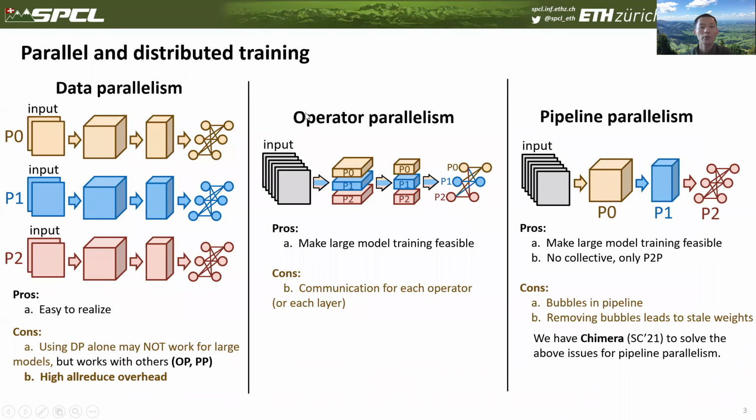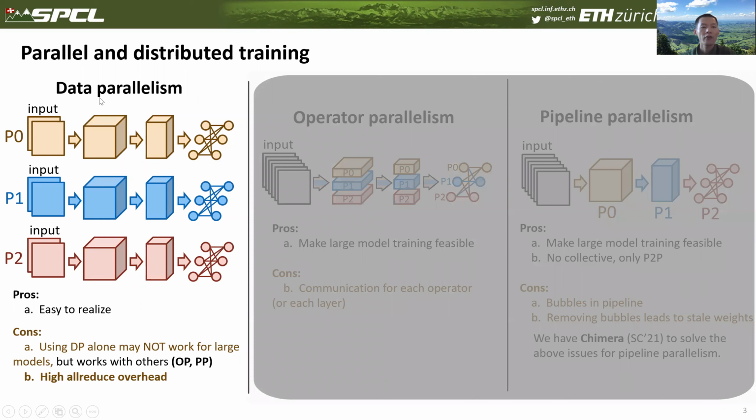Now let's look at how to speed up the training process on parallel machines. Here we have three major approaches: data parallelism, operator parallelism, and pipeline parallelism. In operator parallelism, each worker maintains a slice of the model, and it requires communication for each operator or each layer to gather the input data. In pipeline parallelism, consecutive layers form one pipeline stage, and it requires point-to-point communication to transfer data between pipeline stages.